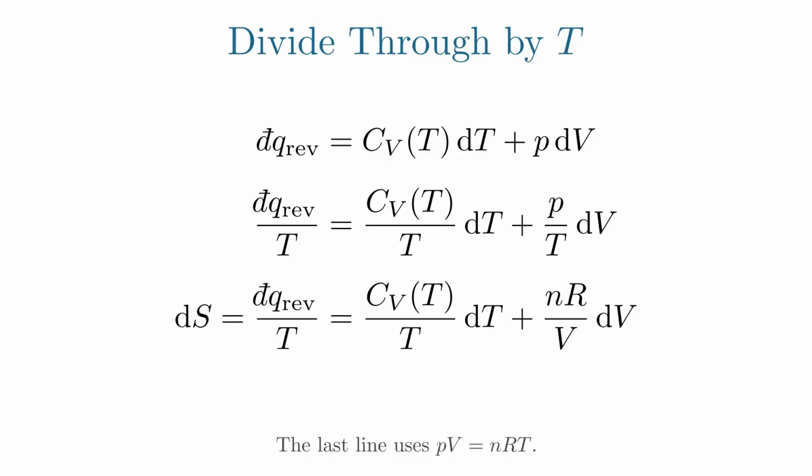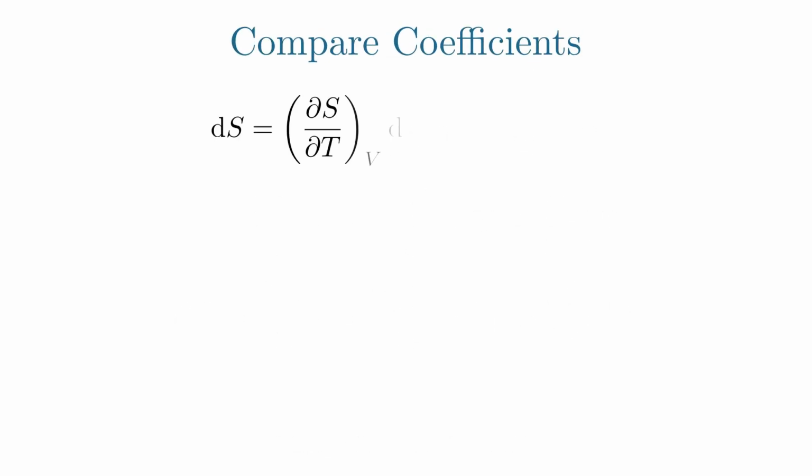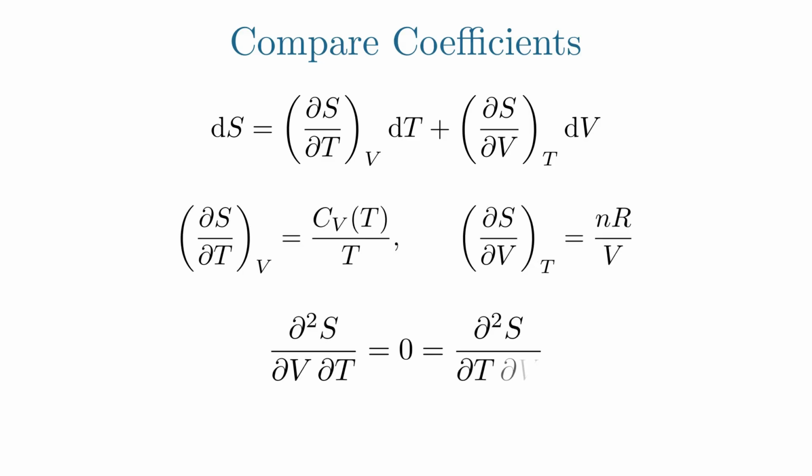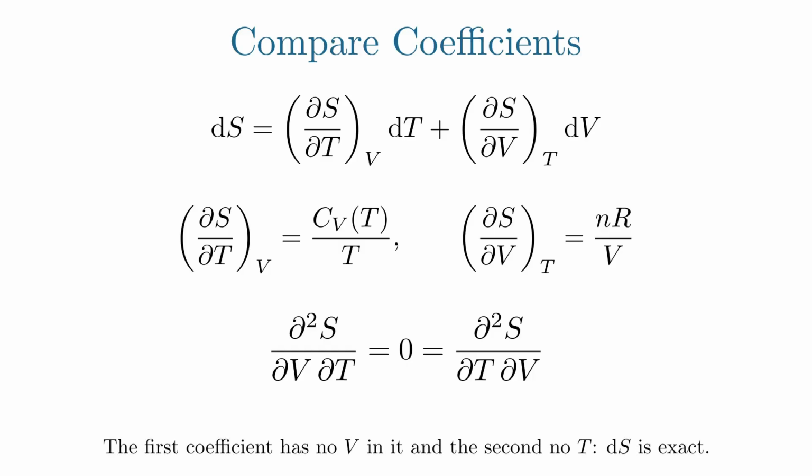Then divide by T on both sides, giving the expression on the screen. Notice that the left-hand side is the definition of entropy. So we have dS equals Cv of T over T dT plus nR over V dV, where we have used the ideal gas law PV equals nRT. Clearly we have dS equals partial S partial T at constant V dT plus partial S partial V at constant T dV. Then equating the coefficients yields partial S partial T at constant V equals Cv of T over T, and also partial S over partial V at constant T equals nR over V.